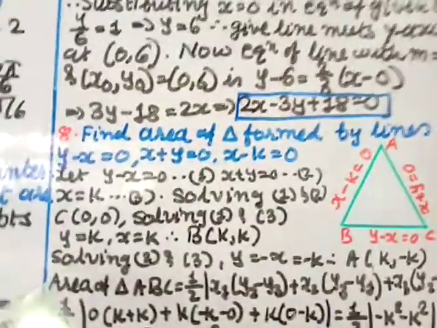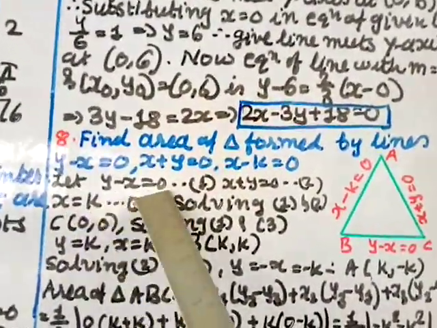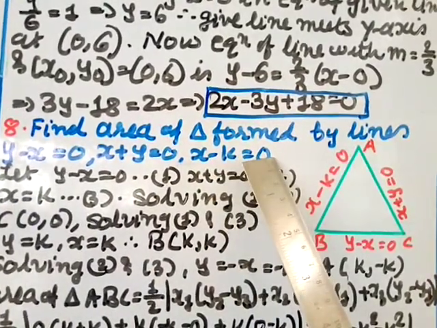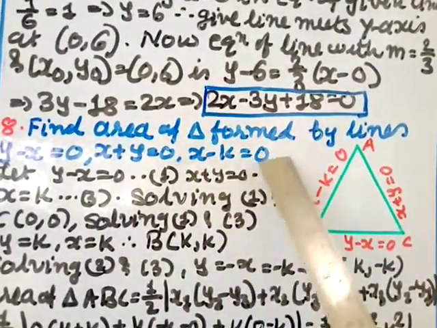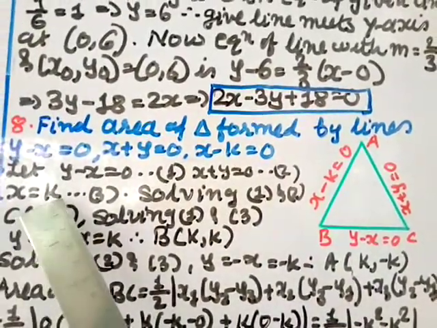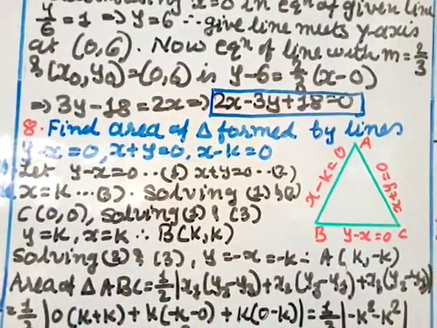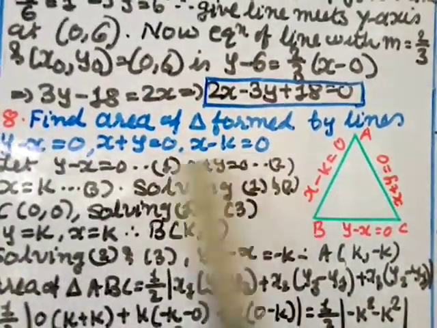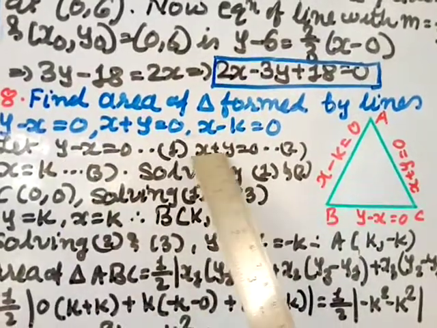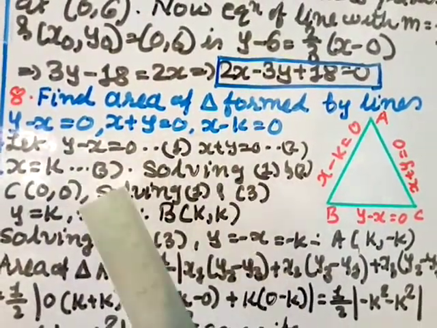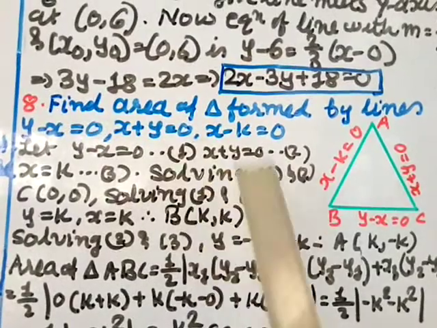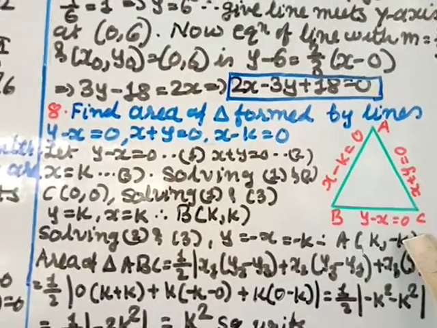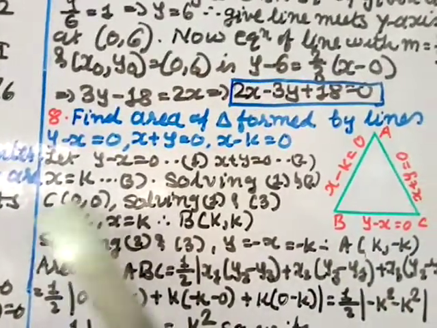So let us write. I call the first line y minus x equal to 0 as 1, x plus y equal to 0 as 2, and x minus k equal to 0 as 3. But for x minus k equal to 0, if you transfer k to this side, you get the x value as k. This is equation number 3. Now let us solve equations 1 and 2. I am just adding both equations. Minus x plus x will cancel, y plus y is 2y equal to 0. So the y value will be 0, and if you put y as 0, the x value also will be 0. So the coordinate of C, the intersection of these two lines, is (0, 0).